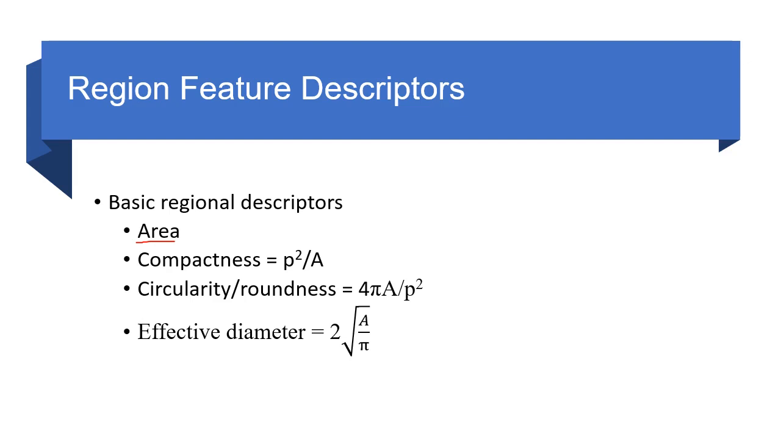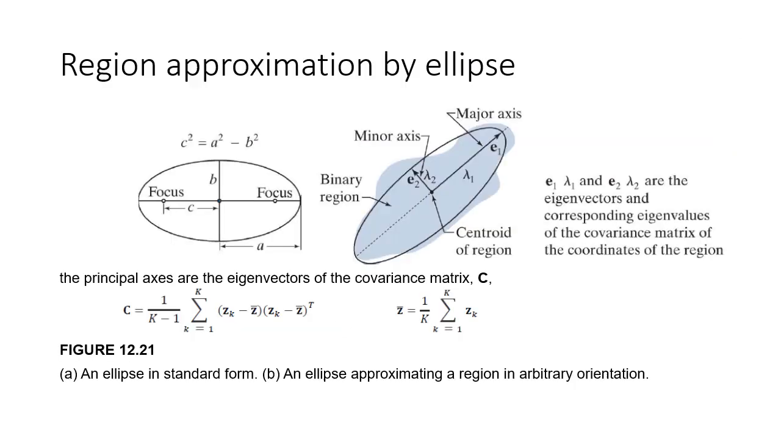We have also compactness, which should represent the object, and we could use that one if that's enough. We could use the circularity, where A is the area and P is the perimeter. And we could also use the effective diameter, which is 2 square root of A divided by P. So A is the area of the object.